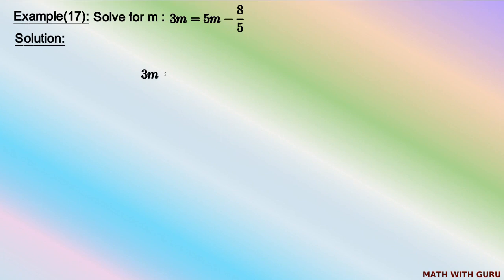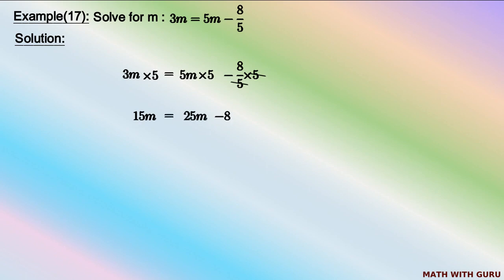Last example, example 17. Solve for m. 3m equals 5m minus 8 over 5. Here, multiply the entire equation by 5. 3m into 5, 5m into 5, minus 8 over 5 into 5. 5 ones are 5. 15m equals 25m minus 8.